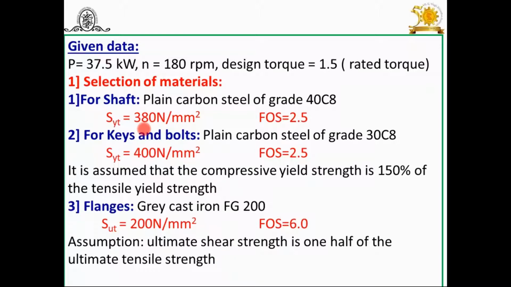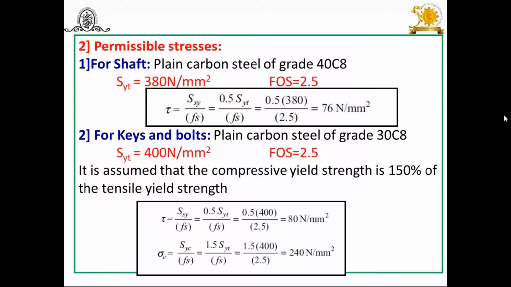Once you know the SYT, SUT, FOS, and the relation between tensile strength and compressive yield strength, what is the next step? Find out permissible shear stresses. Now let us see it here. The next step is to find out permissible stresses. Consider the first element, that is the shaft. For the shaft, which material have we selected? Plain carbon steel 30C8 with SYT 380 Newton per mm square, FOS 2.5.